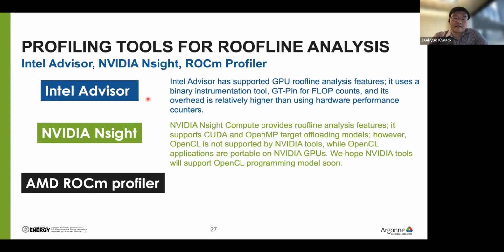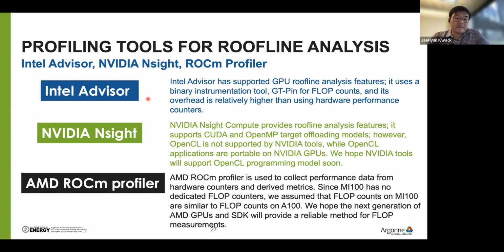NVIDIA Nsight started providing the Roofline feature since last year, I think. And it supports the CUDA and OpenMP target offloading models. But for some reason, we can run OpenCL applications on NVIDIA GPUs, but we cannot measure performance data for OpenCL-based models. It's kind of weird to me. Because of that, at the beginning of this study we had some possible OpenCL applications, but we could not include them here. So we hope the NVIDIA tool will support OpenCL programming models soon.